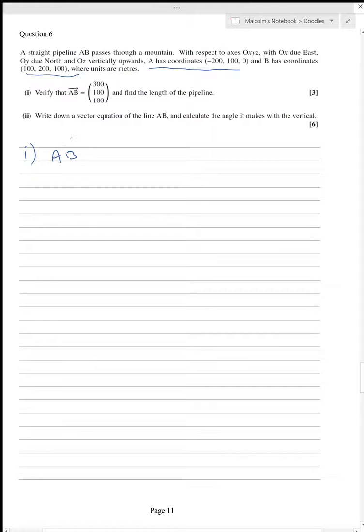So remember that the vector from A to B is essentially the vector from the origin to B minus the vector from the origin to A, and that's because AB is the same as A back to the origin and then from the origin to B. So this minus OA is the vector AO. So putting in OB as the coordinates that we've got, it should be pretty straightforward.